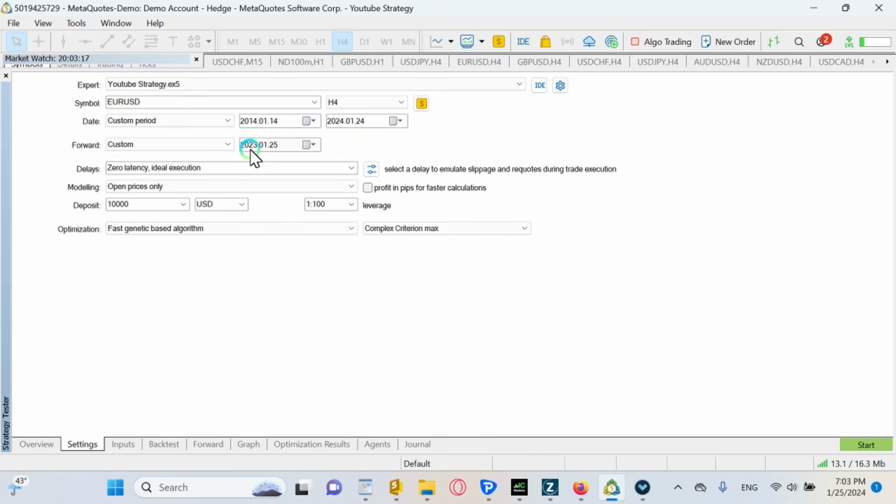The EA is going to run on completely out of sample data. There is no Lamborghini for you until you learn this. And I just want to explain it one more time.